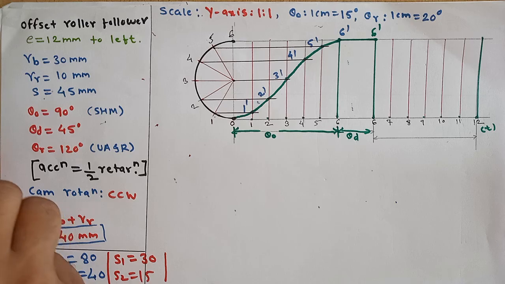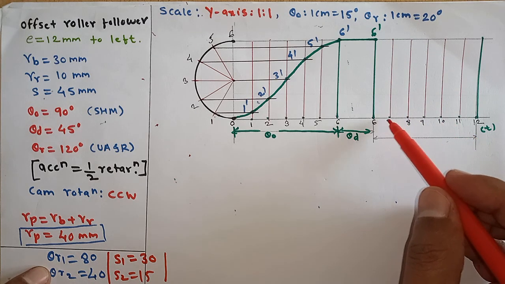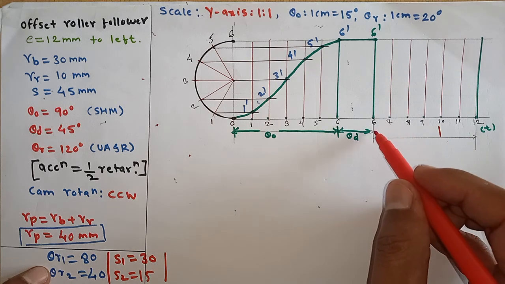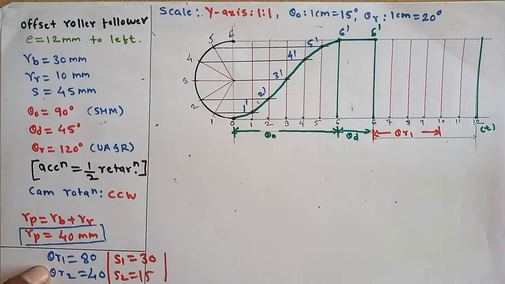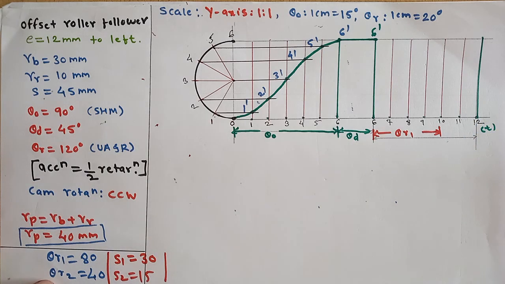Now for the return stroke, we have taken a scale of 1 centimeter equals 20 degrees. First is the acceleration period of 80 degrees: 20, 20, 20, 20, 80. So this is theta R1, 80 degrees, during which the follower is accelerating. And the remaining period, theta R2, is 40 degrees, during which the follower retards.